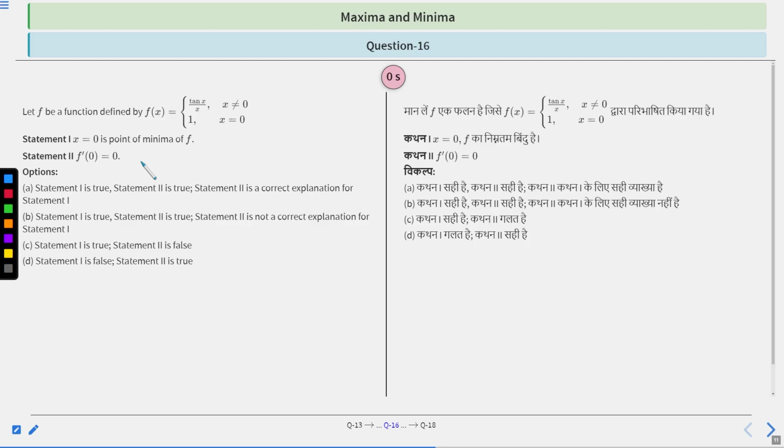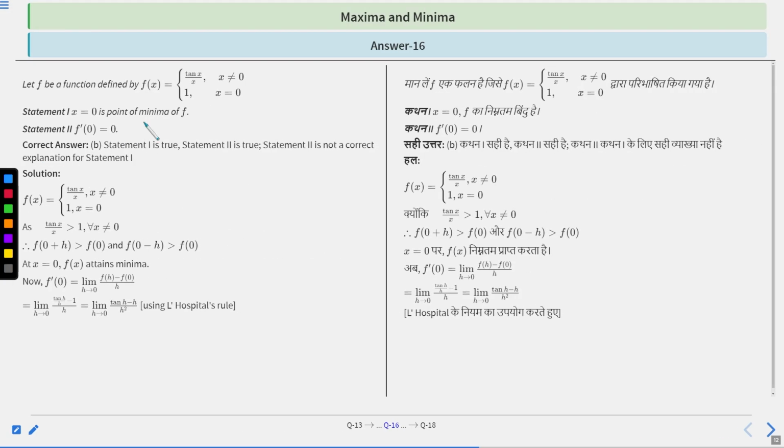Okay, let's move to the solution part. f(x) is given as tan x upon x when x is not equal to 0 and 1 when x equals 0. Since tan x upon x is greater than 1 for all x not equal to 0, therefore f(0+h) is greater than f(0) and f(0-h) is greater than f(0). Now at x equal to 0, f(x) attains minima.